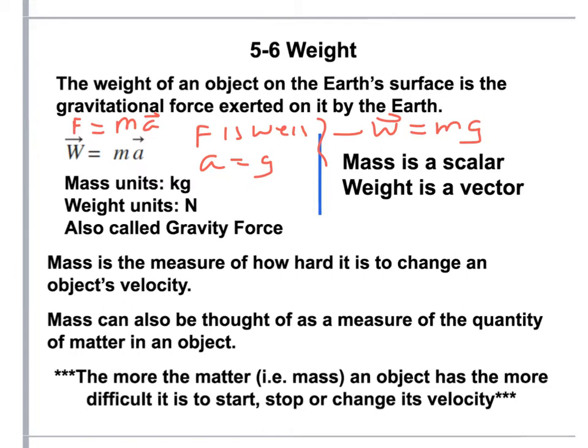And then mass is a measure of the amount of something that you have. It's a measure of the quantity of matter that an object has. And the more matter, or the more massive an object is, the more difficult it is to change the velocity. And changing that velocity also includes stopping entirely or starting.